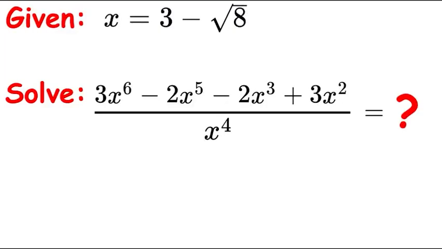Today we have a problem with a radical. We have x is equal to 3 minus the square root of 8, and we're solving the expression (3x^6 - 2x^5 - 2x^3 + 3x^2) all over x^4. So maybe give it a go and let me know how you get on.